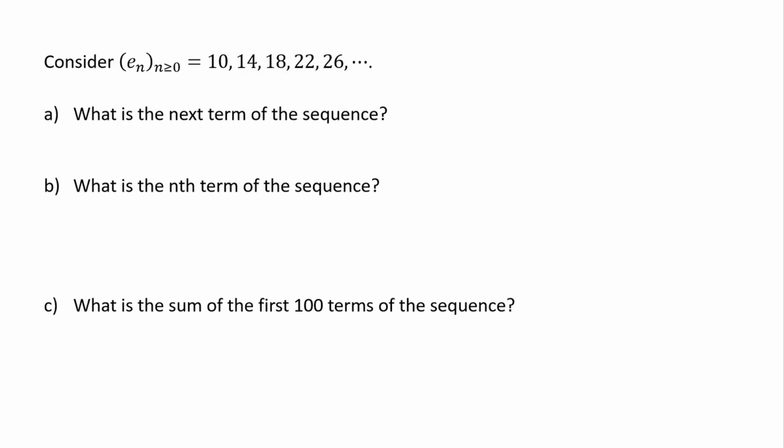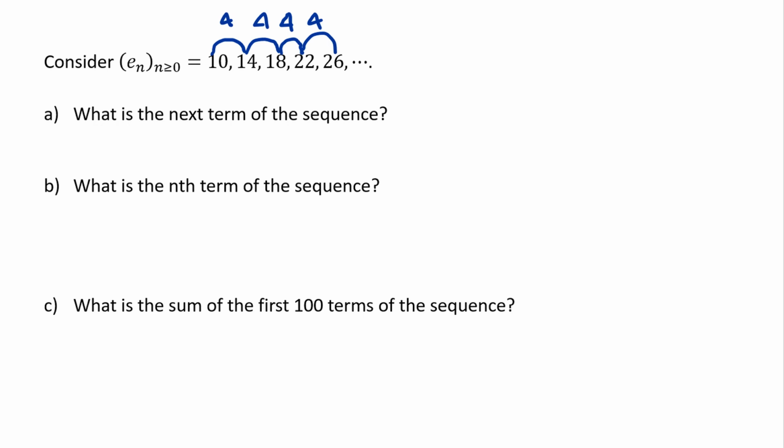Consider the sequence defined for n equal to or greater than 0, the terms 10, 14, 18, 22, and 26. Part A. What is the next term of the sequence? If we look at the gaps, we find out that it is consistent. From 10 to 14 is 4. 14 to 18 is 4. Next two terms is 4.